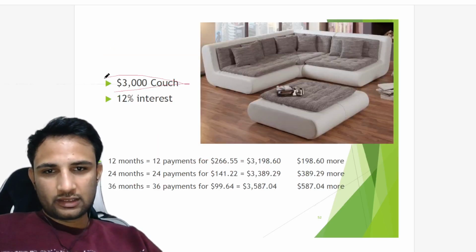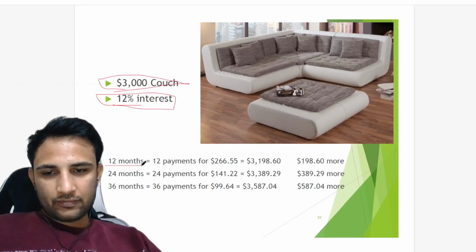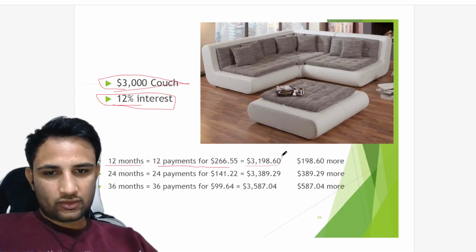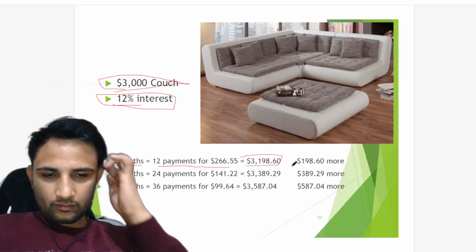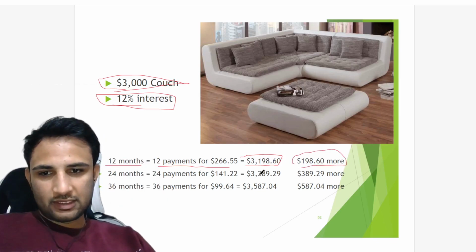So let's say there is a $3,000 couch with 12% interest. So if a person takes out a loan for 12 months, there will be 12 payments of $266.55. So that equals $3,198.60, which is $198.60 more than the principal amount.